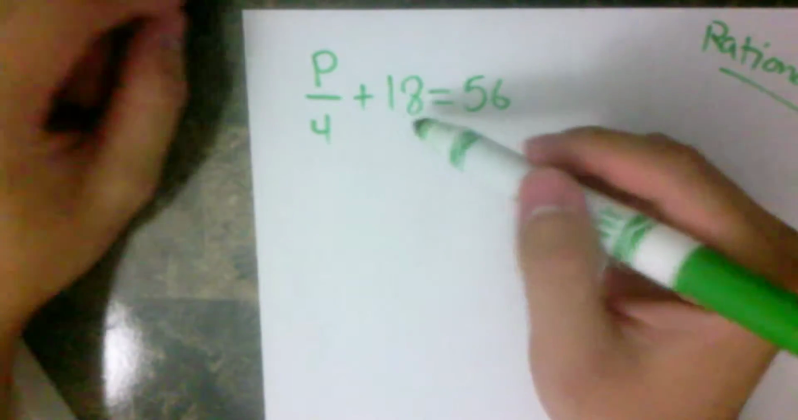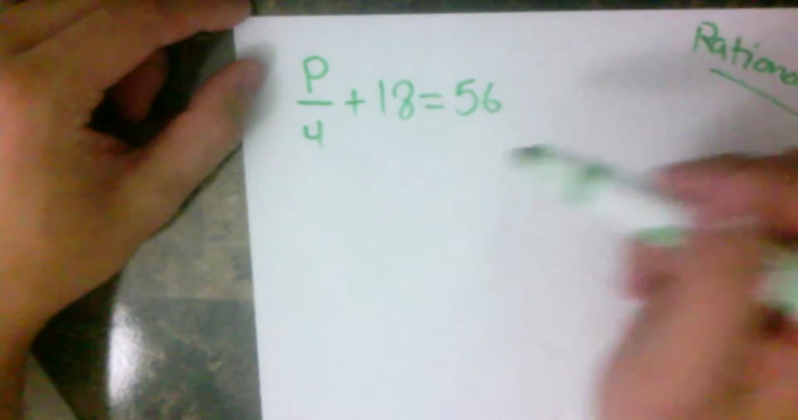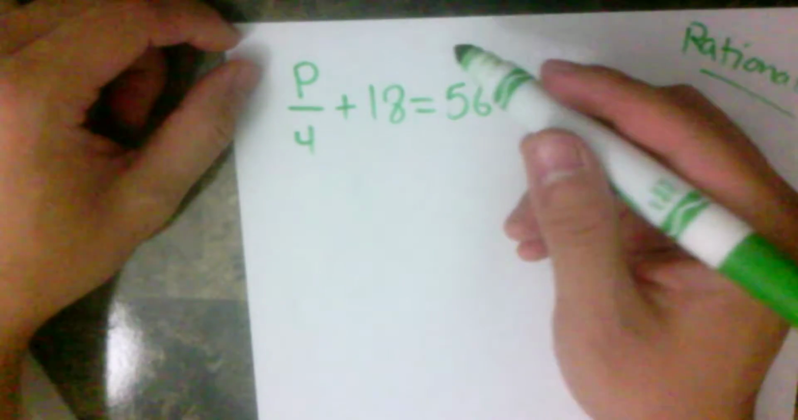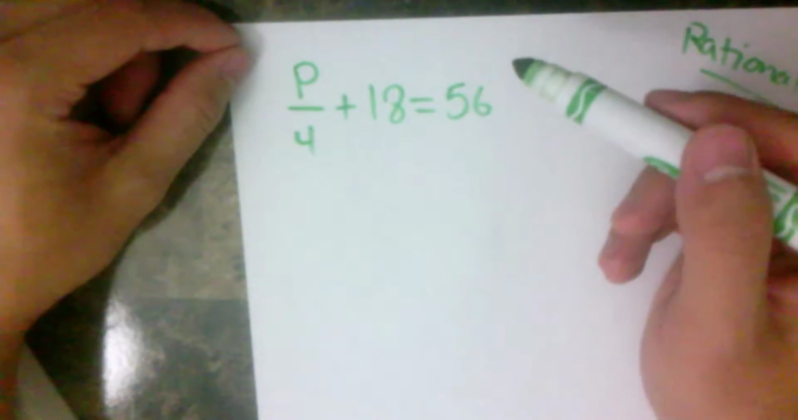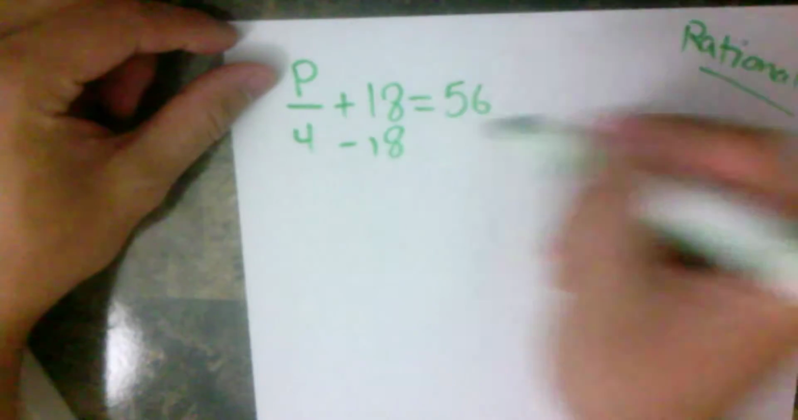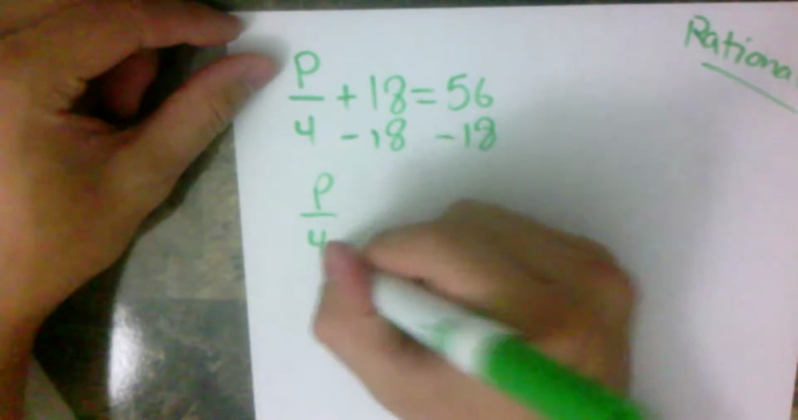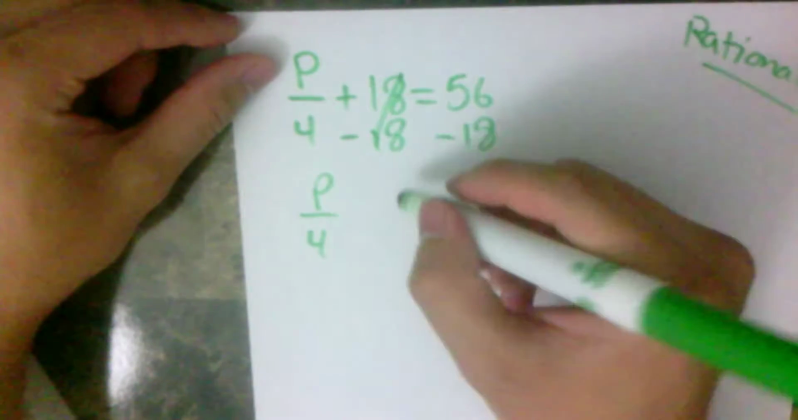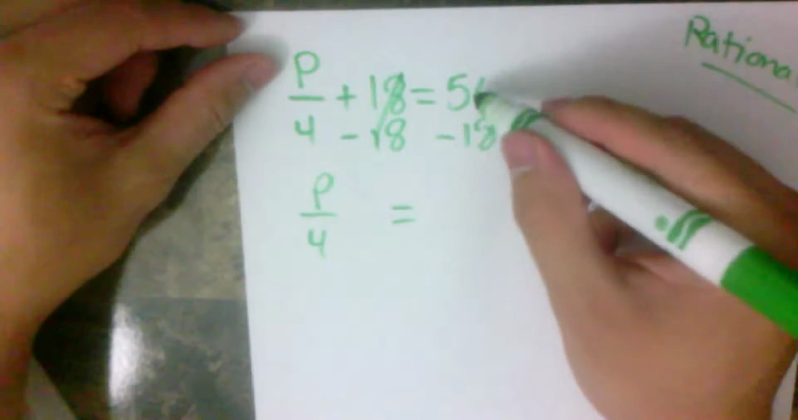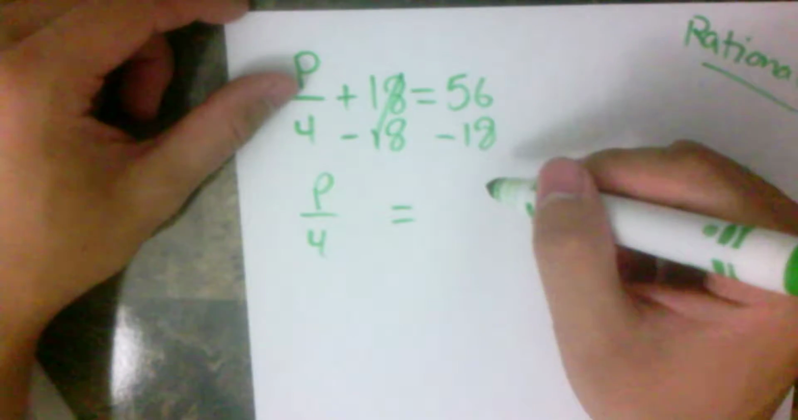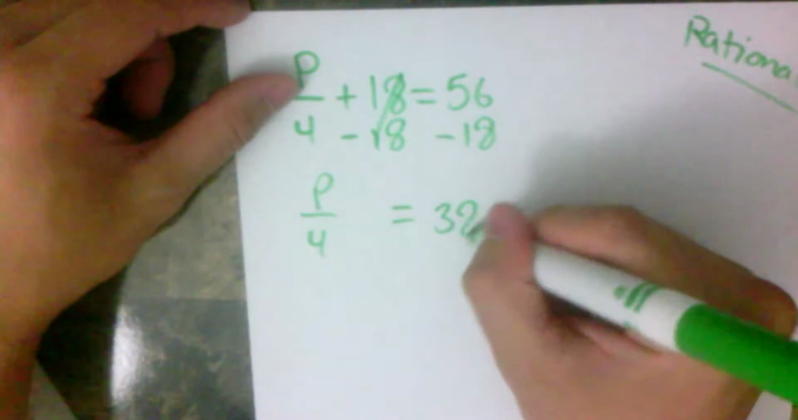Alright, so I would get rid of this plus 18 first, because our goal in any rational equation is to solve for the variable, so solve for p. So let's get rid of this 18 first. You'll get p over 4. 18 minus 18 is 0. Bring down your equal sign. And then 56 minus 18. So 56 minus 18 gives you a 38.